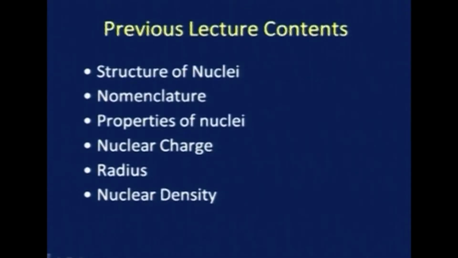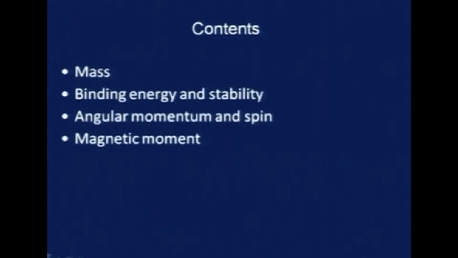Up to that we were discussing, and we will just continue today with further properties of nuclei, namely mass, binding energy and stability of nuclei, angular momentum and spin, and magnetic moment of nuclei. We already started with nuclear mass. We will just recall that, and we will continue. The nuclear mass is always expressed in atomic mass unit.